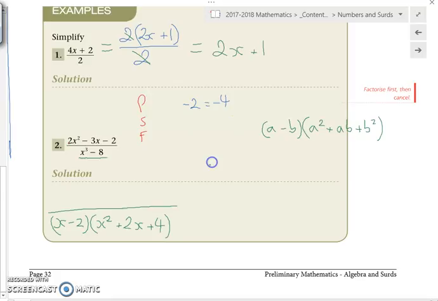I'm going to get rid of the x. I don't like having the x in there, and it doesn't really matter. 2 times minus 2 is minus 4. Our product is minus 4. No, it's a times. Not really.